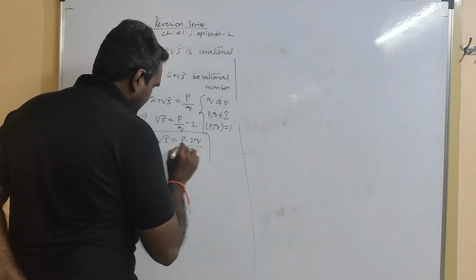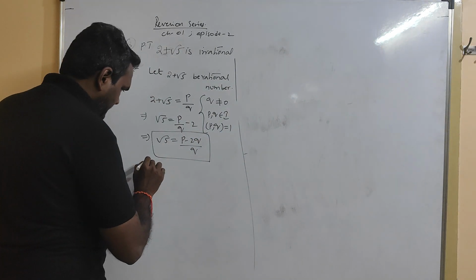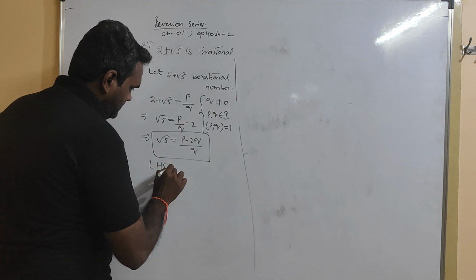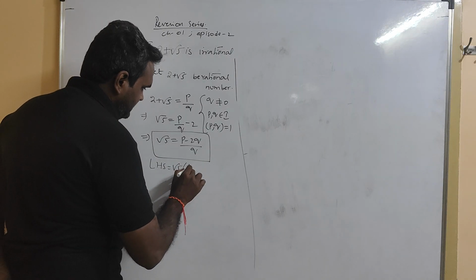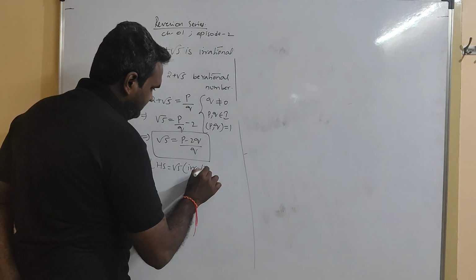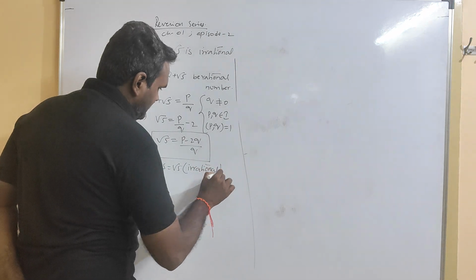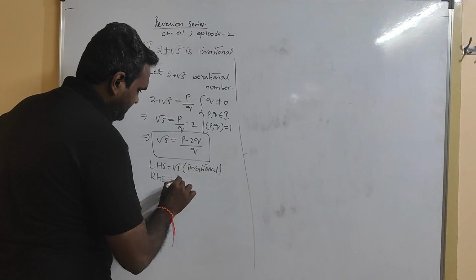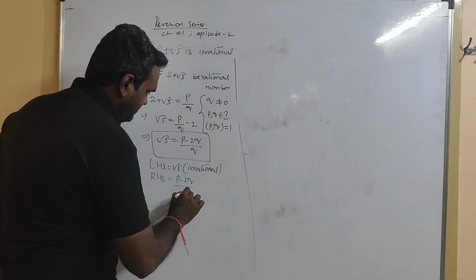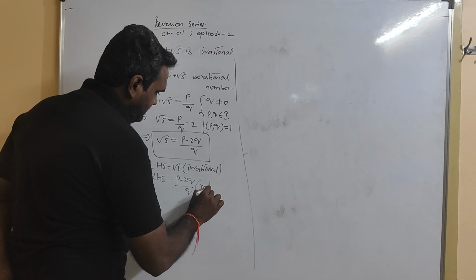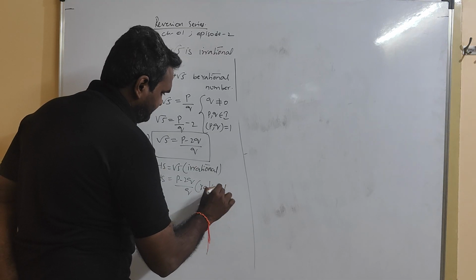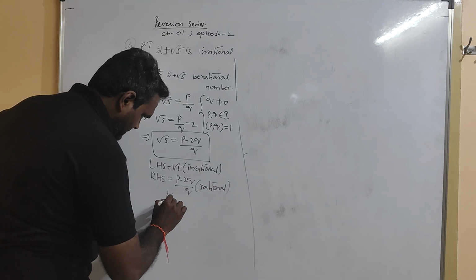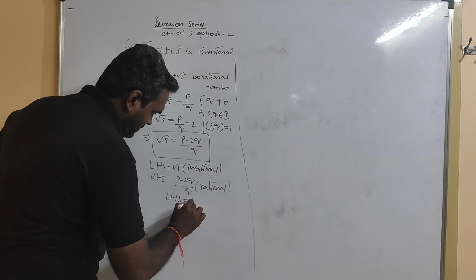This you make it a bracket like this. LHS is equal to root 5, which is irrational. RHS is equal to (p minus 2q) by q, in brackets, rational. LHS not equal to RHS.